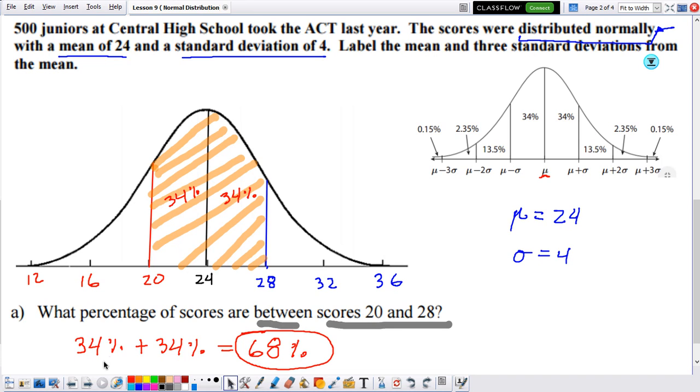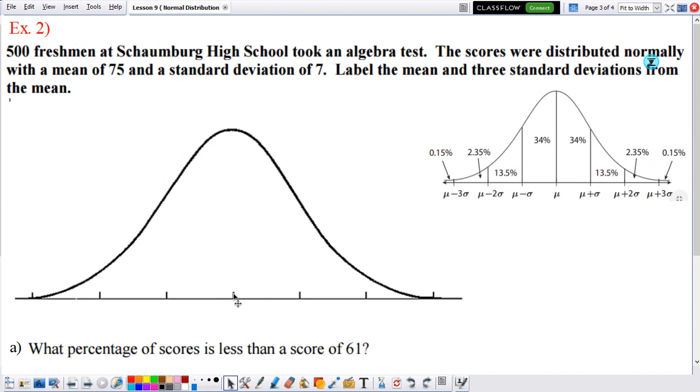Now let's take a look at another example here. It says 500 freshmen at a high school took an algebra test. Now we know that the scores were distributed normally. So since it says it's being distributed normally, we know that we're going to be using the normal distribution. And it says, with the mean of 75.